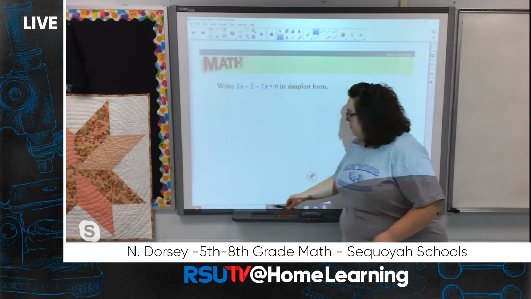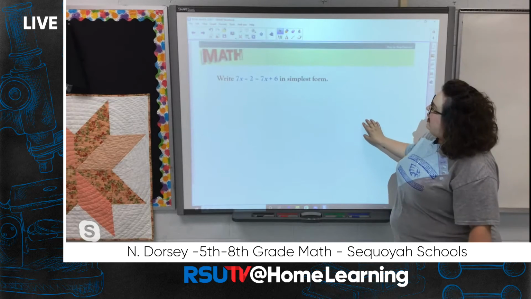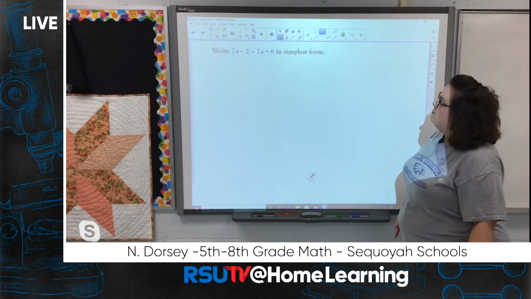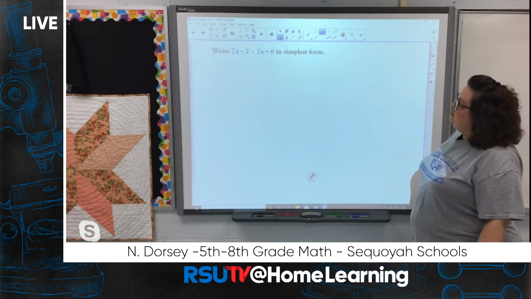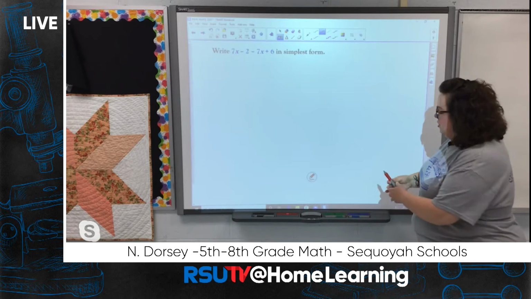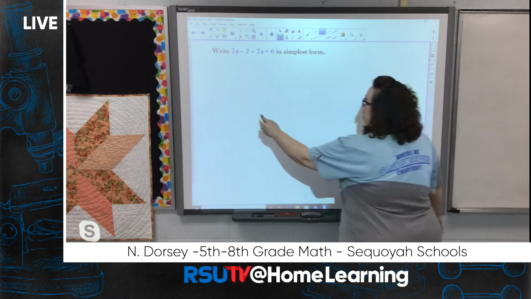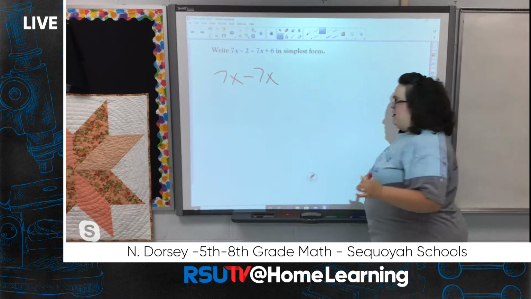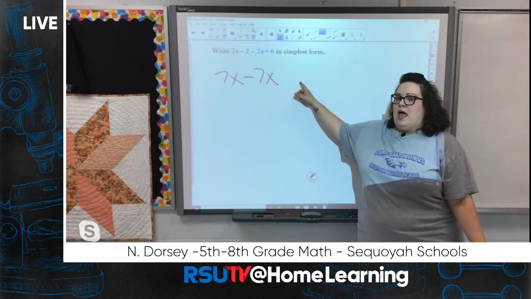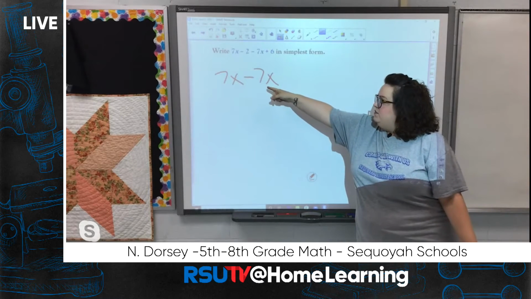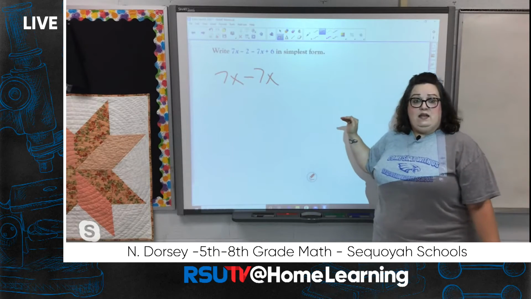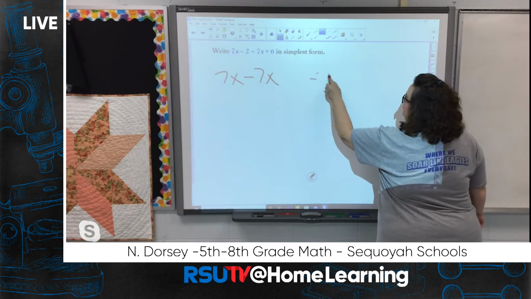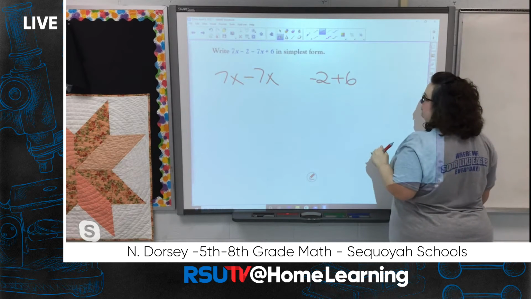Okay, so in this example, it's a little bit more complicated. We have some groups of like terms. We've got 7x minus 2 minus 7x plus 6. So I'm going to group my like terms together, and I've got 7x and -7x. If I smush them together, it becomes their own algebraic expression. So the negative sign no longer acts solely as a negative. It now acts as a subtraction symbol. I also have -2 plus 6.